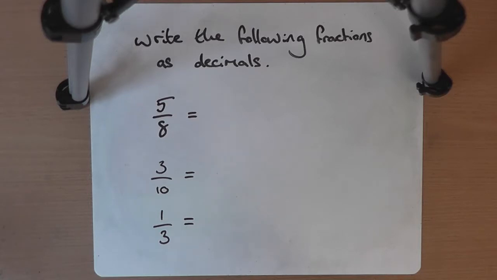Write the following fractions as decimals: 5/8, 3/10 and 1/3. So we've just seen how we convert from fractions to decimals. We do the divide, top number divided by bottom number. So we might grab our calculator. Some of these we might be able to do without, but we might grab our calculator.